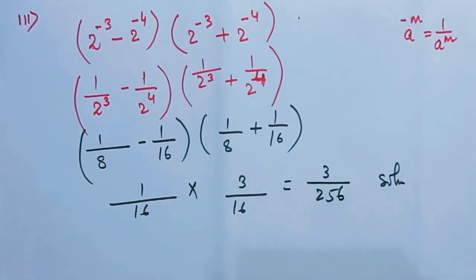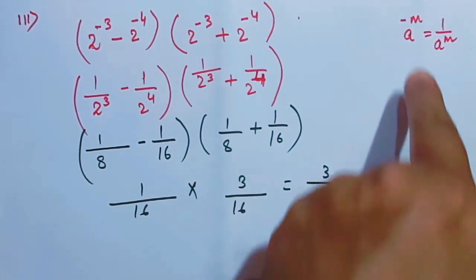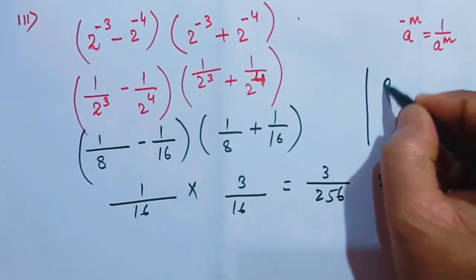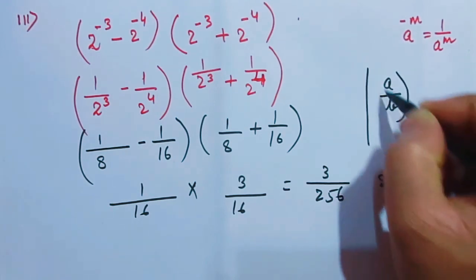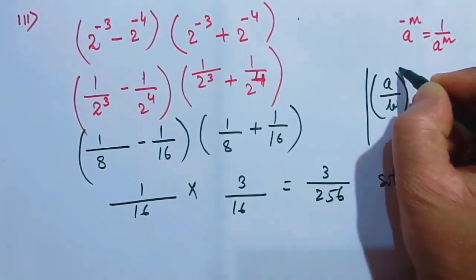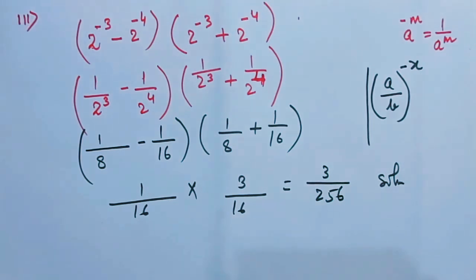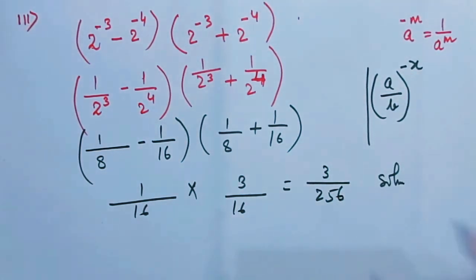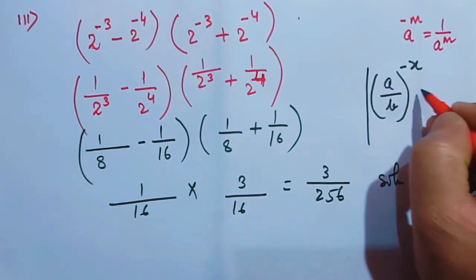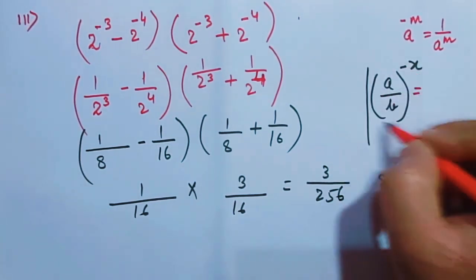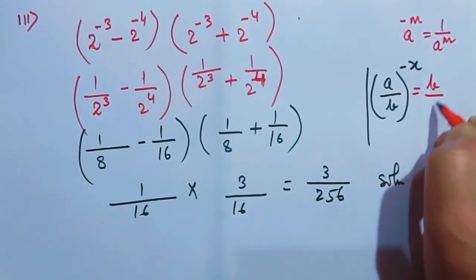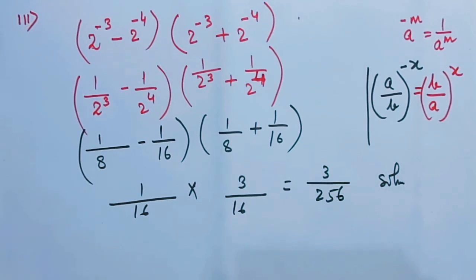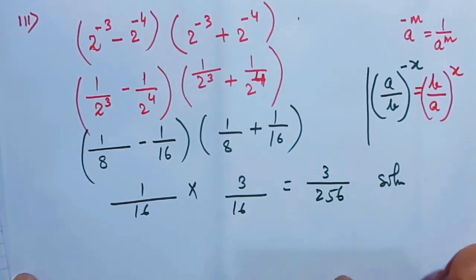So what was important over here is that whenever you get a negative exponent, please convert it into its reciprocal. Similarly, if you have a by b to the power, for example, minus x, and you want this exponent to be positive, then you will have to convert this into its reciprocal, and now the same fraction will become b by a to the power x. This is also one of the rules. You will have to bear it in your mind.